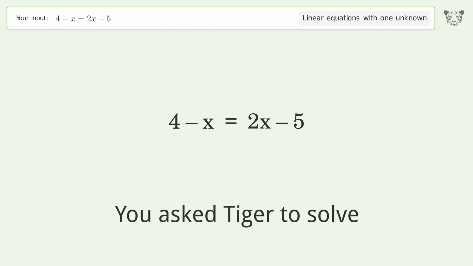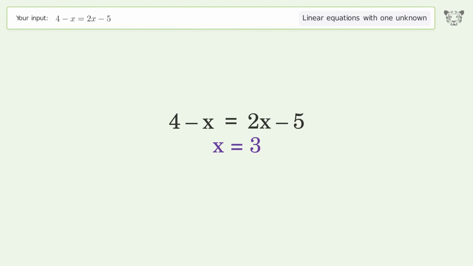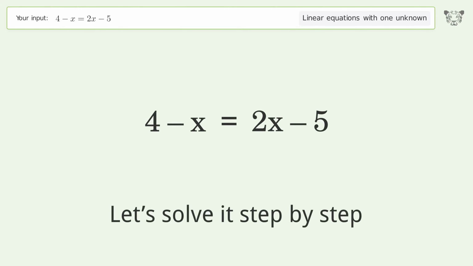You ask Tiger to solve. This deals with linear equations with one unknown. The final result is x equals 3. Let's solve it step by step.